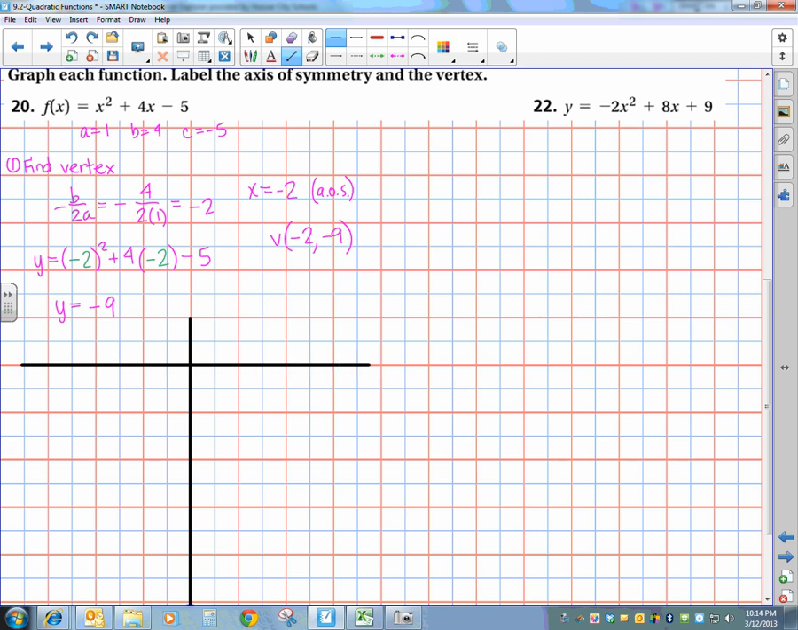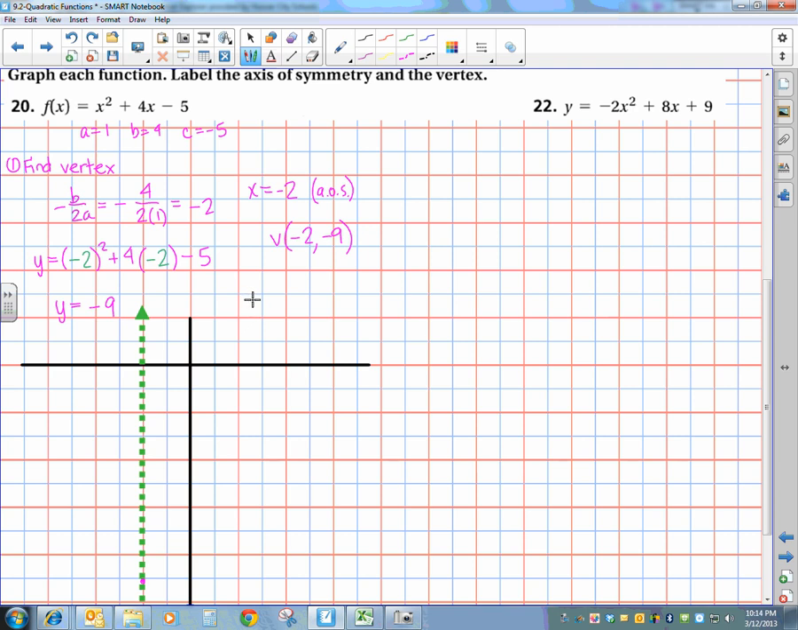Let's see what happens with this. If I go by 2's, let's label it by 2. Actually, I'm not going to do it by 2's. 2, 4, 6, 8. So this is 2, -9. And as we did earlier, remember that's my axis of symmetry. So I'm putting that through there. -2, -9, my A is 1.